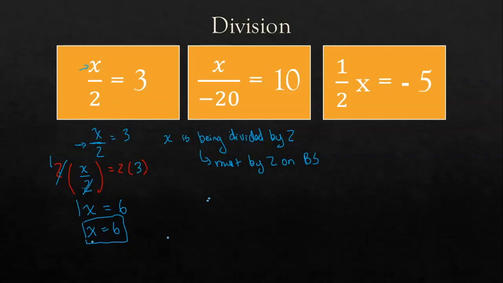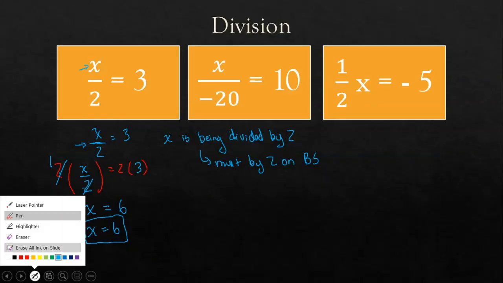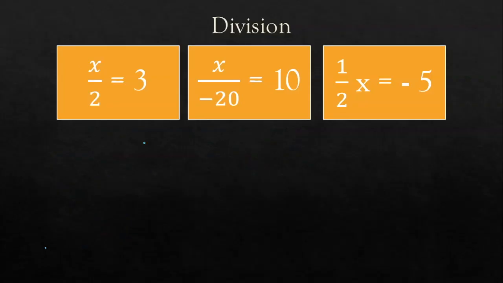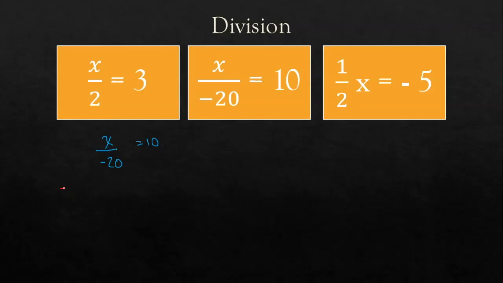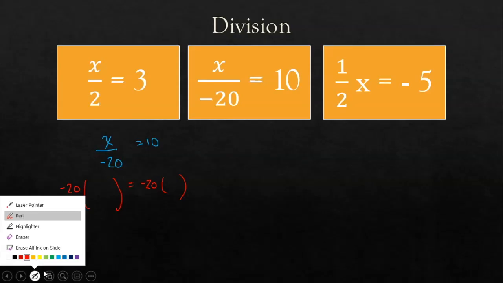And we're done. I'm going to erase this and go to the next one here. Okay, so in this one, I have a -20 on the bottom underneath my x. So I can see that x is being divided by -20. So the question is, what do I do? So because it's being divided by -20, I'm going to multiply this side by -20 and this side by -20, because whatever I do to one side, I know that I have to do to the other.